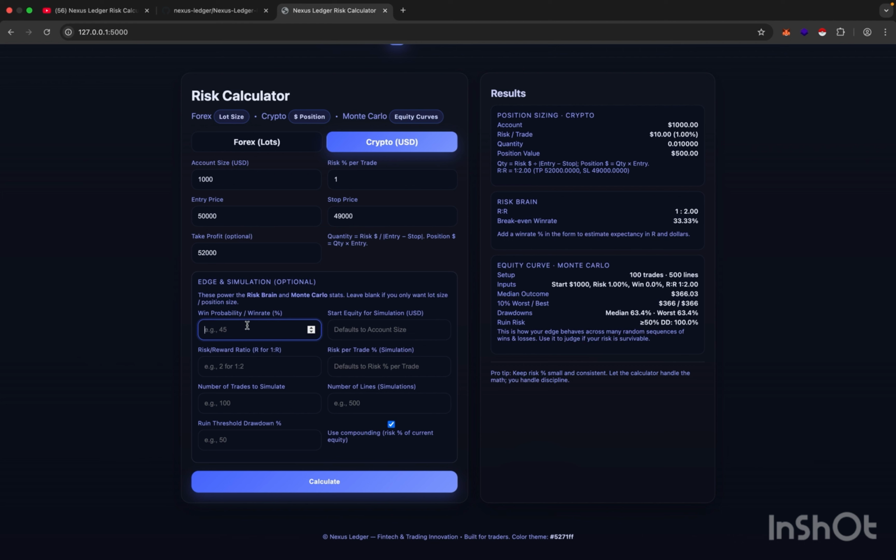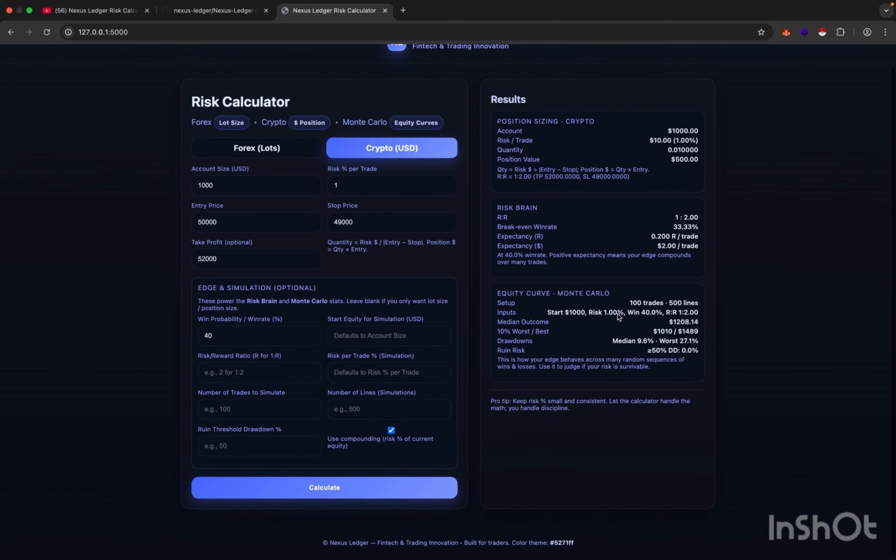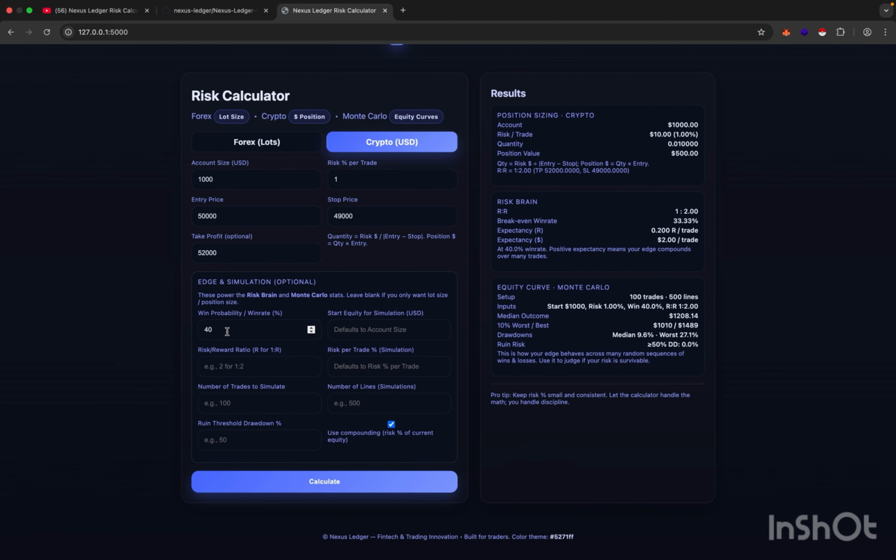So let's just say that we put here 40%. We have a 40% win rate, right? So we click calculate, and then it tells you that, with a 40% win rate, you have an expectancy value of 0.2 R per trade. So you're making about 0.2 R per trade over a large number of trades. And then the expectancy in the dollar amount with all these settings is $2 per trade. So at a 40% win rate, positive expectancy means your edge compounds over many trades.